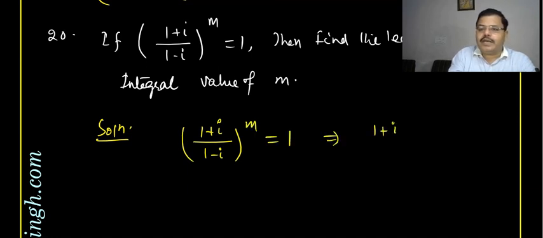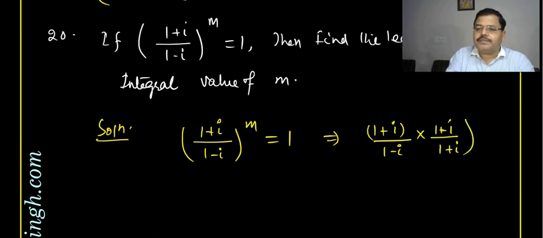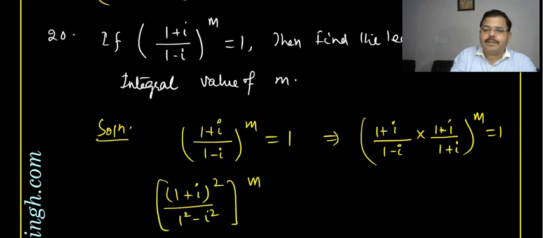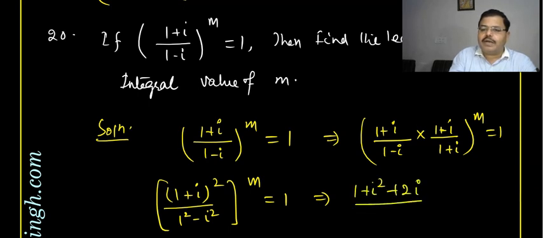This implies we can write 1 plus iota upon 1 minus iota. We can simplify them by multiplying conjugate of this, and whole to the power m is equal to 1. Because multiplying with conjugate, numerator and denominator, there is no impact. So we can do that. Now that will be 1 plus iota whole square, and that will be 1 square minus iota square whole to the power m is equal to 1. This implies 1 plus iota square plus 2 iota divided by 1 plus 1. Iota square is minus 1, you know. So that will be to the power m is equal to 1.